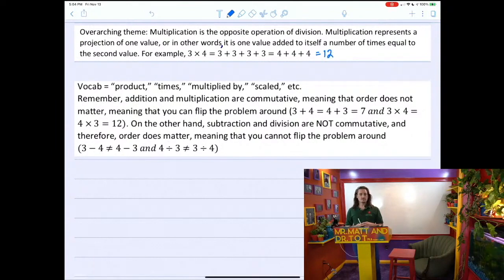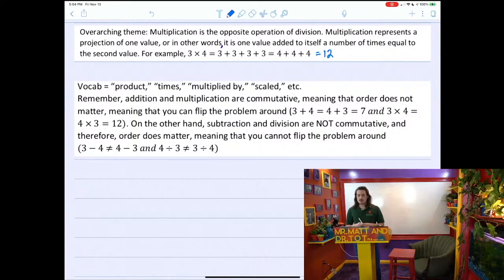There's some vocab we need to be familiar with. The product is the answer to a multiplication question or problem statement. Just like we know that the sum is the answer to an addition problem, the difference is the answer to a subtraction problem, the product is the answer to a multiplication problem. Also the verb times, or the verbal phrase multiplied by, also scaled, those are all words that imply multiplication. If you take 15% of something, you're multiplying that something by 15%. So the preposition of also usually indicates multiplication.